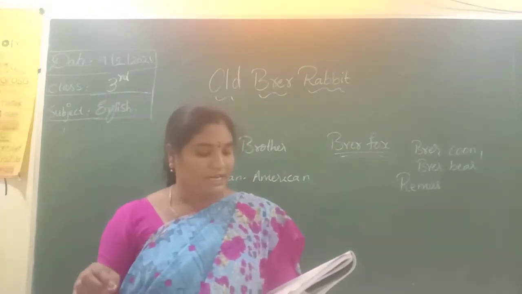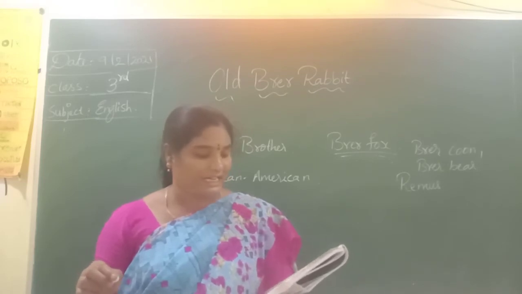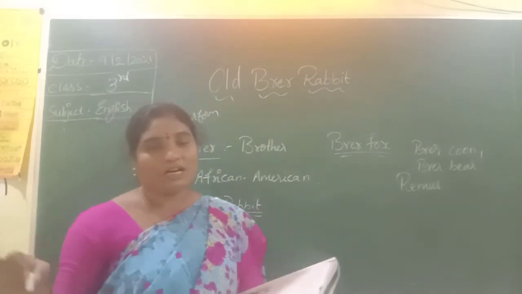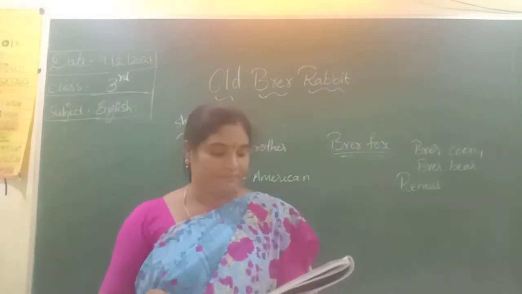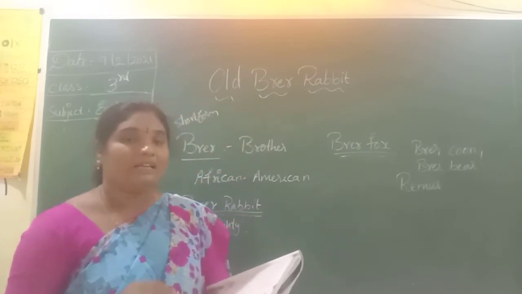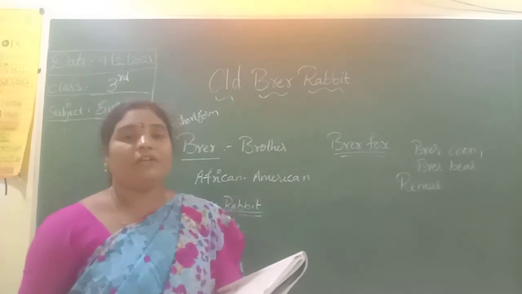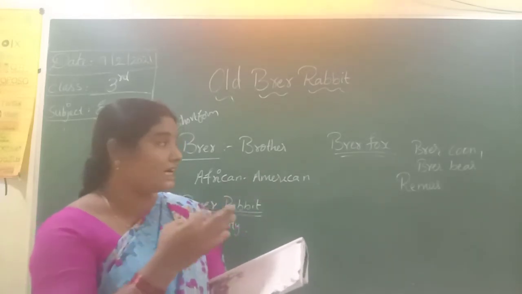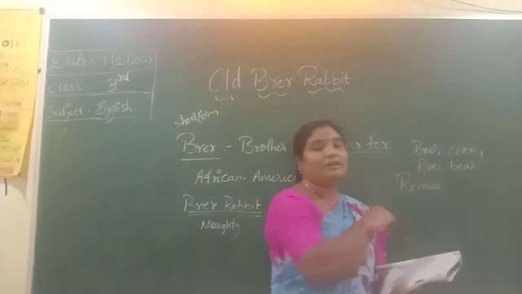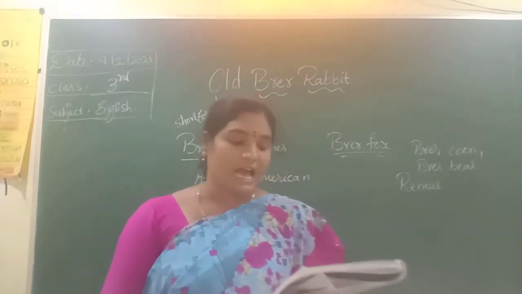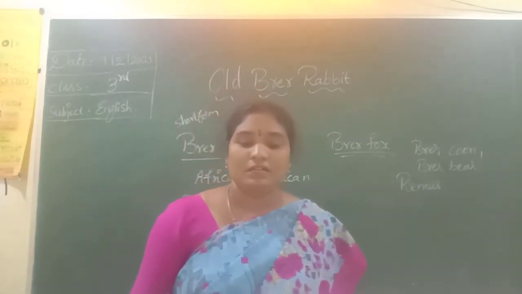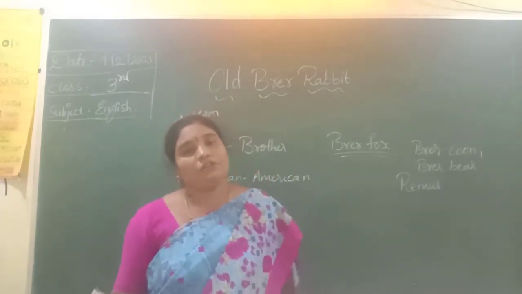Brave bear and a whole lot of them were clearing up a ground. So these four friends, what did they think? They wanted to clear up the ground to plant new crops. Why are they trying to clear the ground? To plant new crops. Who were clearing the ground? Brave rabbit, brave fox, brave coon and brave bear. The four friends are interested in clearing the ground to plant new crops.